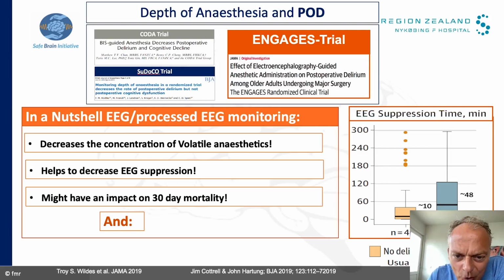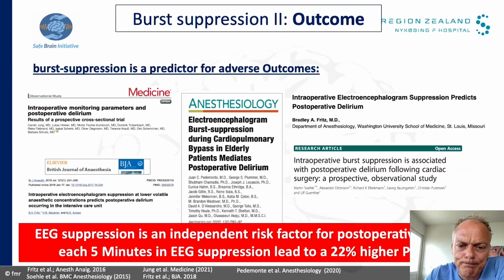If you take a closer look at this, and Jim Cottrell and John Hartung have done that, they said this seems to be a very significant difference. So with the ENGAGES trial, you have to be careful in interpreting. Actually, it seems like it's more of a positive argument for using EEG monitoring than against. So this is kind of important to keep in the back of your mind.